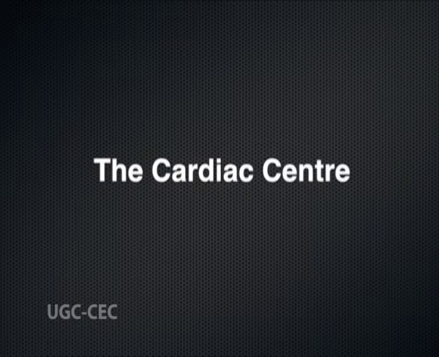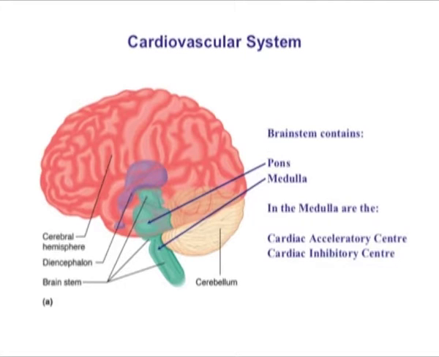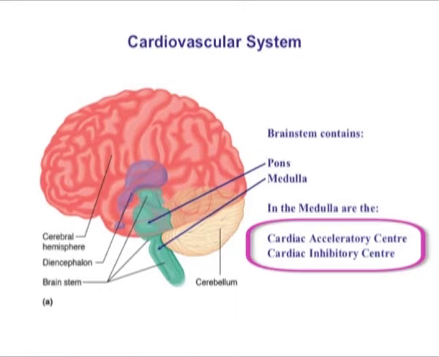The ventricles are more richly innervated by sympathetic fibers than parasympathetic fibers. The cardiac center is located in the medulla oblongata of the brain and has two compartments: the cardio-accelerator center, which accelerates the heart rate and stroke volume, and the cardio-inhibitor center, which decreases the heart rate and stroke volume.